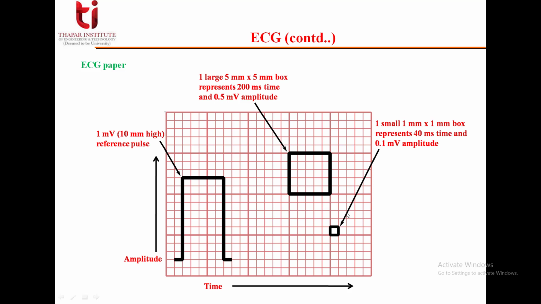And one small box represents 1 mm by 1 mm in dimension, and it is 40 milliseconds in time and gives 0.1 millivolt amplitude. So this is the dimension of the paper on which we are taking the ECG signal.